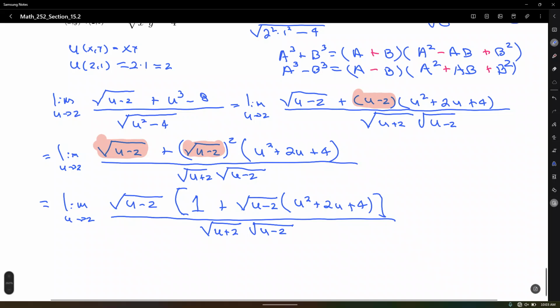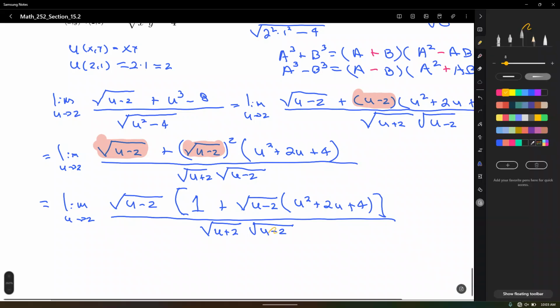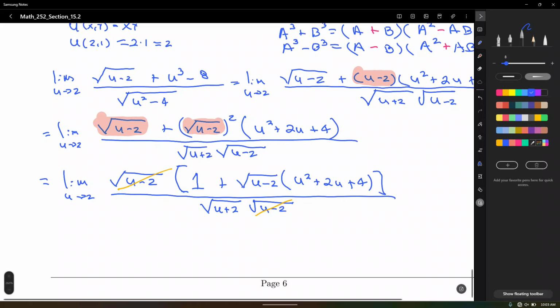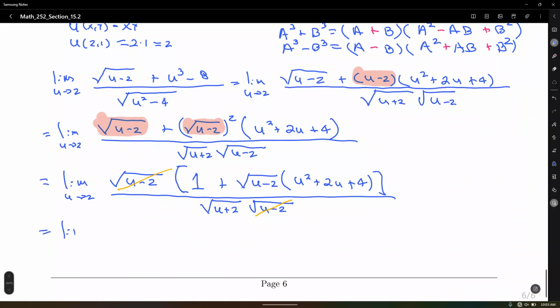And magic. Do you see it? Goodbye root of u minus 2, goodbye root of u minus 2. This is not going to be a problem anymore, so we will be able to compute the limit as u approaches 2. So let's see. This will be the limit as u approaches 2 of 1 plus the square root of u minus 2 times this polynomial, u squared plus 2u plus 4. Everything divided by the square root of u plus 2.